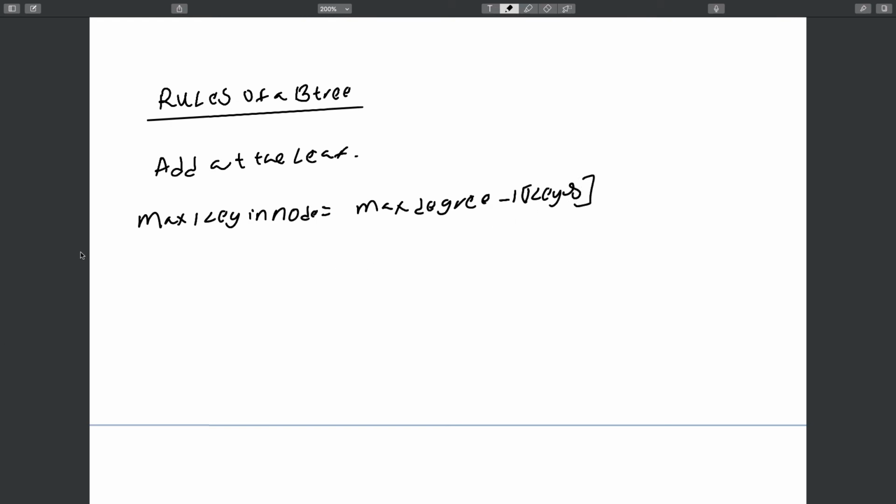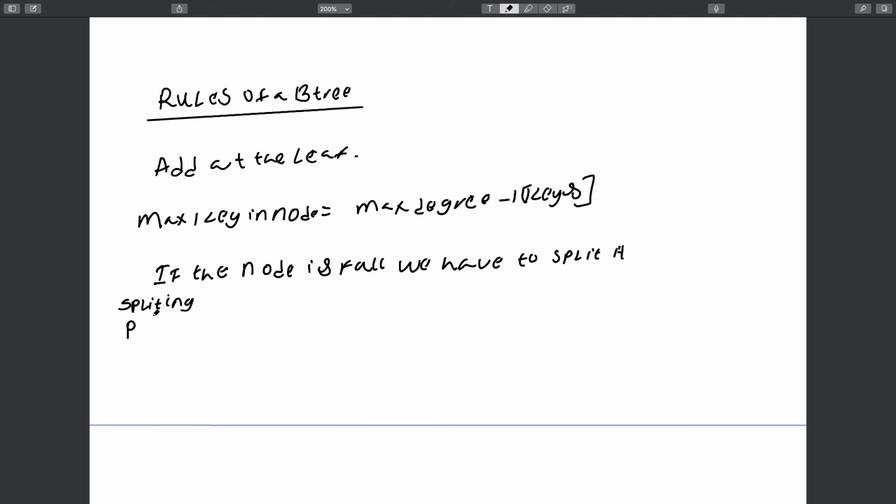What else do we have to know? If the node is full, we have to split it. When splitting it, we have to always push the median up. Things after the median go to the right, and anything before the median goes to the left.